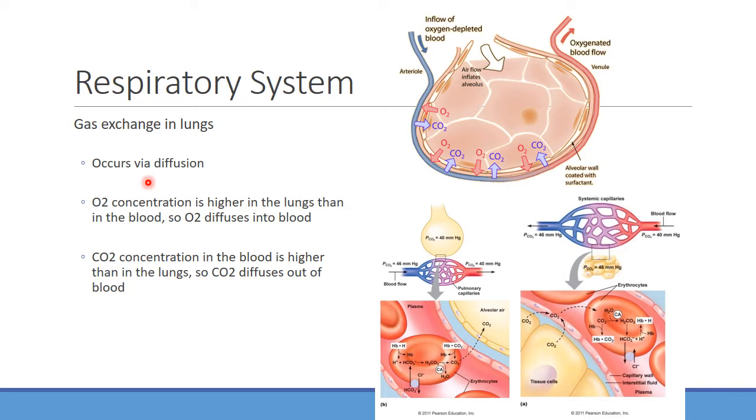It's going to be relatively low in oxygen because it dropped it off at all the tissues. So the oxygen can diffuse over. The CO2, which is in relatively high concentration in the blood, is going to diffuse out, and then I can expire that out as CO2. Okay.